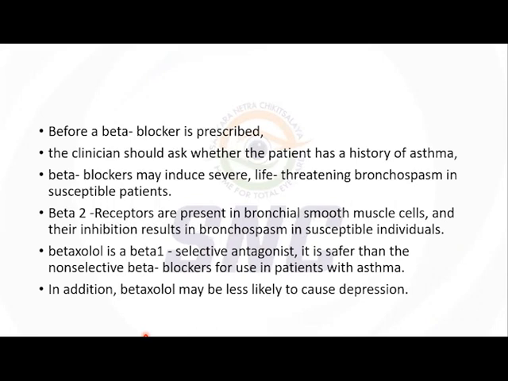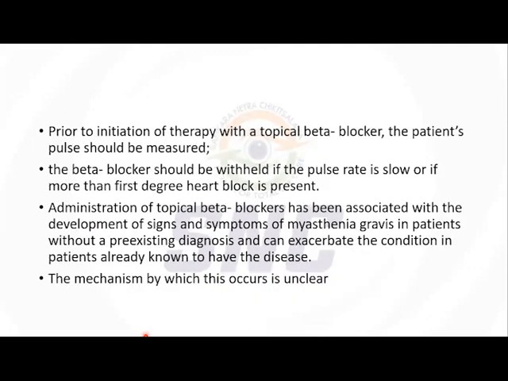Before a beta blocker is prescribed, the clinician should ask whether the patient has asthma, because beta blockers may induce severe life-threatening bronchospasm in susceptible patients. Beta 2 receptors are present in bronchial smooth muscle cells, and their inhibition results in bronchospasm. Betaxolol is a beta 1 selective antagonist, safer than non-selective beta blockers for use in patients with asthma, and may be less likely to cause CNS depression also.